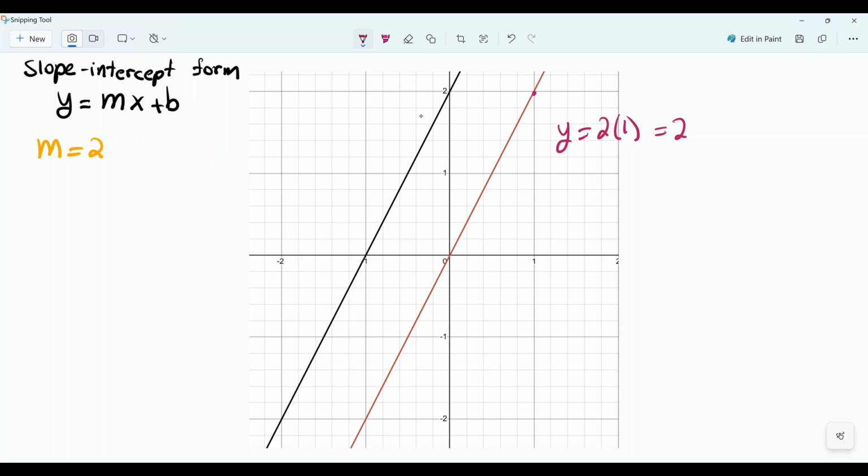But when you come to this black line, if you say my x is -1, so y equals 2 times -1, the answer is going to be -2. But, well, this is not true. It's actually 0. And this is because the graph moved up 2 steps. If you add the y-intercept, which is +2, your answer is actually going to be 0, which is true.